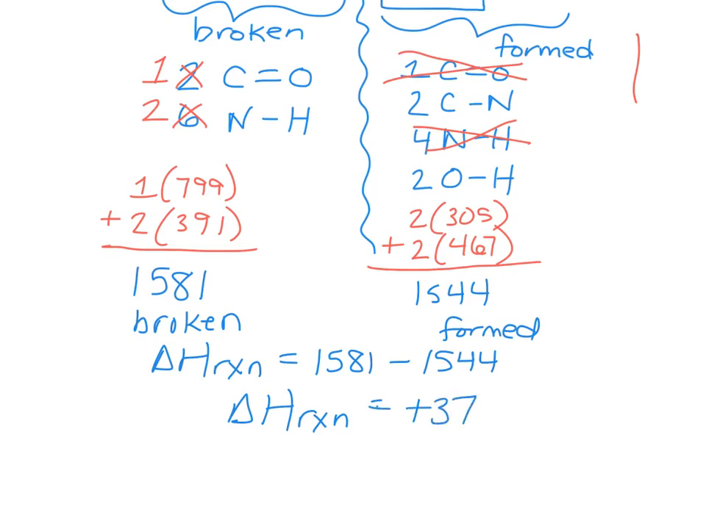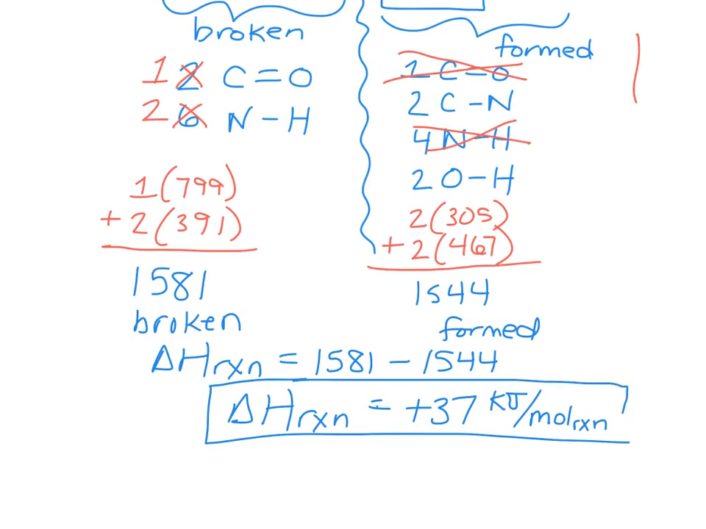Now, if you look at the units that were on the previous page, all of those bond energies are given to us in kilojoules per mole. So this is going to be kilojoules per mole for my units here, but our mole is going to be moles of reaction. So for every 1 mole of that reaction that takes place, I'm going to have 37 kilojoules of energy that needs to be actually absorbed in order for that reaction to take place.